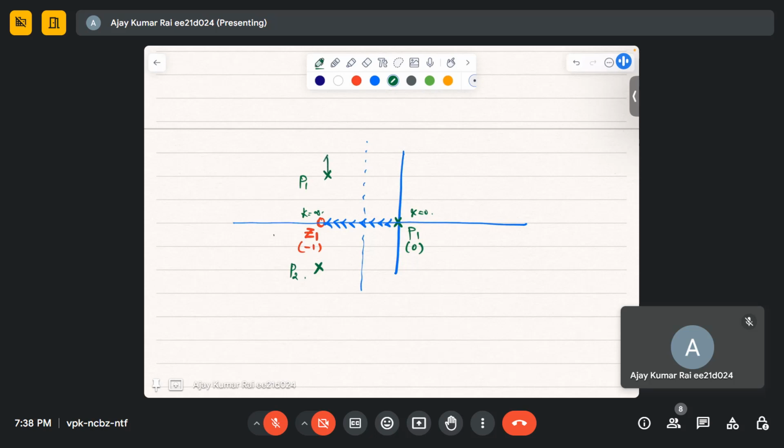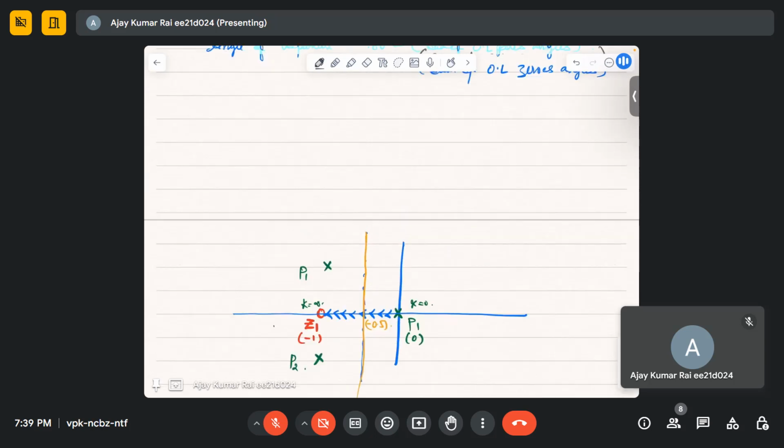Let me make the asymptote. This line is the asymptote that we have seen, at minus 0.5, and the root locus will go along this path. But what is the angle of departure? It can go like this, and the other way it can go like this. So what is that angle? This angle, this angle. That's what we are calculating here.